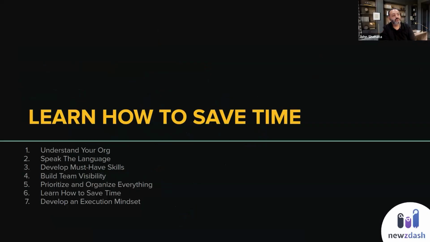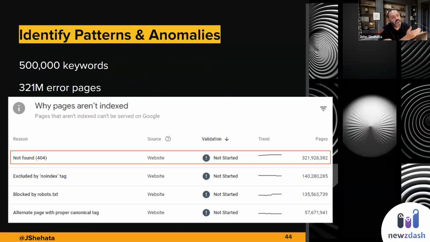Let's go to how to save time. When you're doing SEO for a site and you see, oh, we have 321 million pages that are 404s, what do you do then, right? I asked someone, and they said, I look at the list and go one by one. Google will not even give you that list, right? So you need to have an idea how to do that.